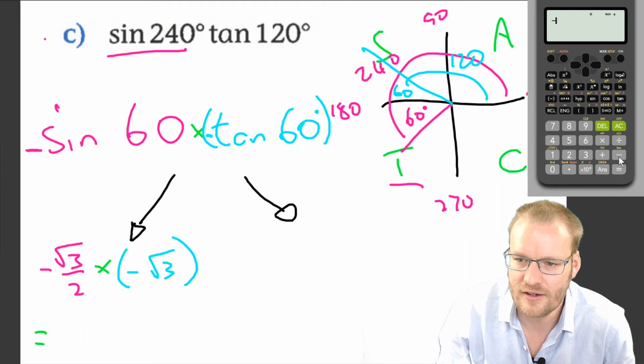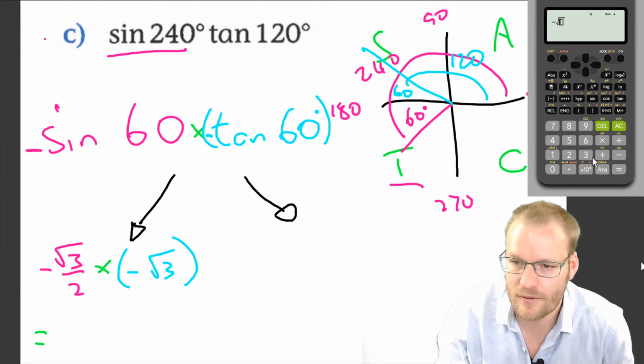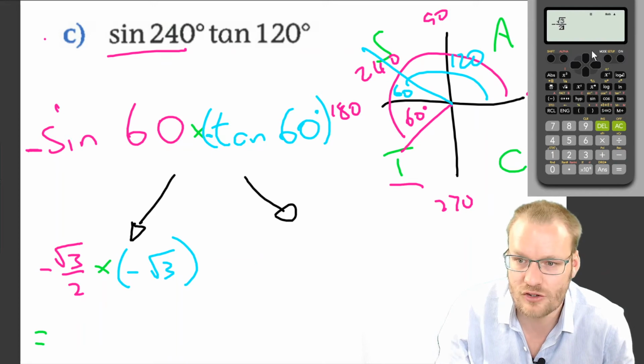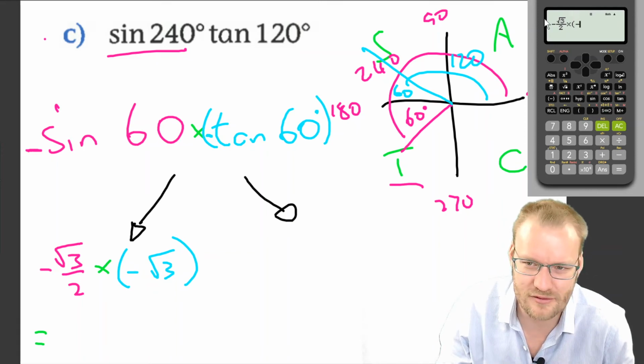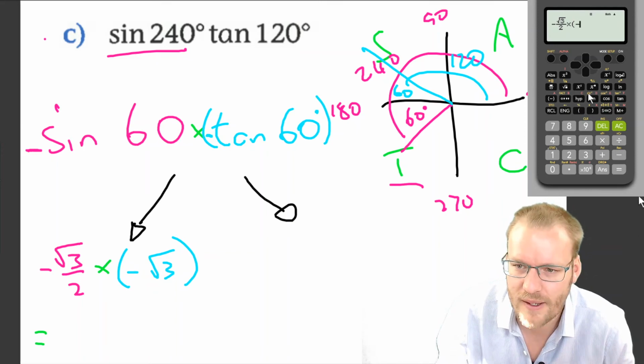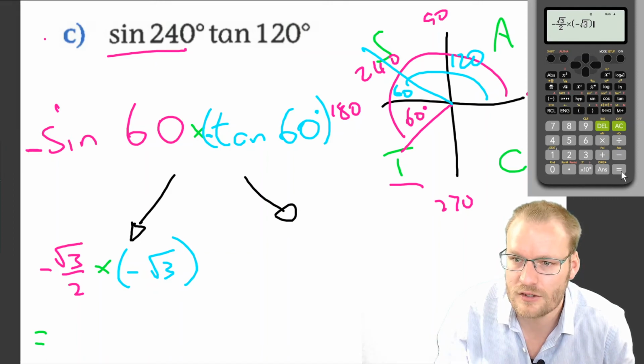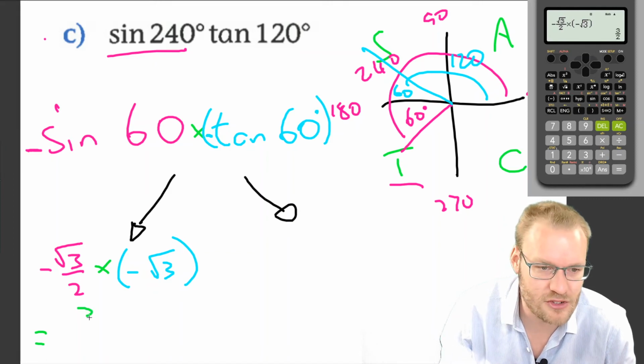Just say negative root 3 divided by 2 times negative. I could have saved some time and gone a negative times a negative as a positive and not punched in the calculator, but it doesn't really matter. Root 3, close brackets, and I get 3 over 2.